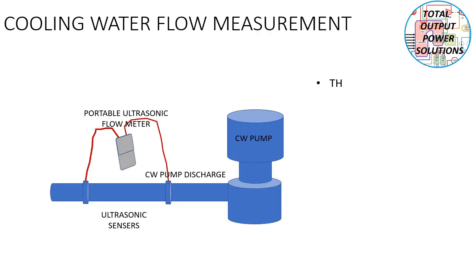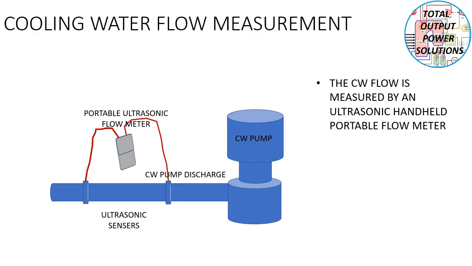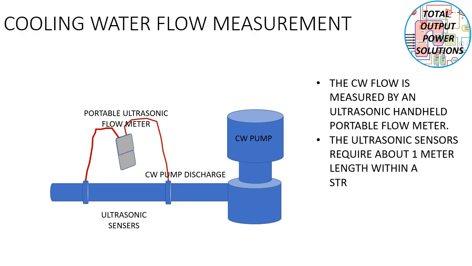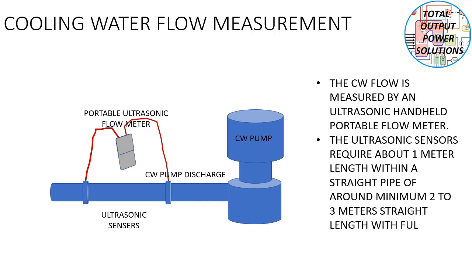Then the cooling water flow. This is measured by a portable ultrasonic flow meter, which can measure the flow through the pipes of the CW pump. On the CW pump discharge pipe, you will have to fix two sensors, with a distance of around 1 meter between them, within a straight pipe length of a minimum of 2 to 3 meters. The pipeline should be full of discharge, so that it can be measured by the ultrasonic portable flow meter.